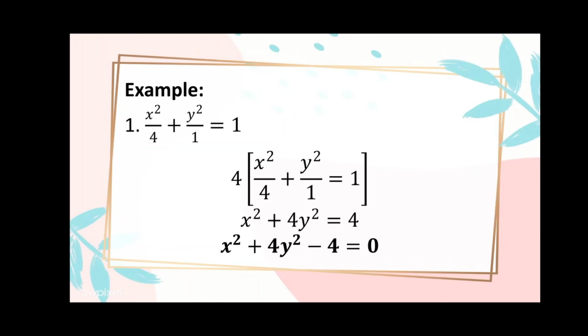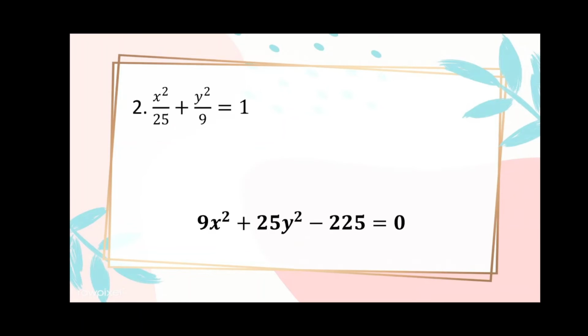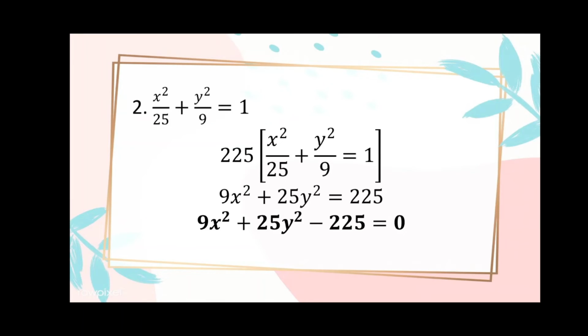As simple as that. Next, let us try number 2. We have x squared over 25 plus y squared over 9 is equal to 1. So find first the LCD of 25 and 9. And that is 225. So we need to multiply the whole equation by the LCD.